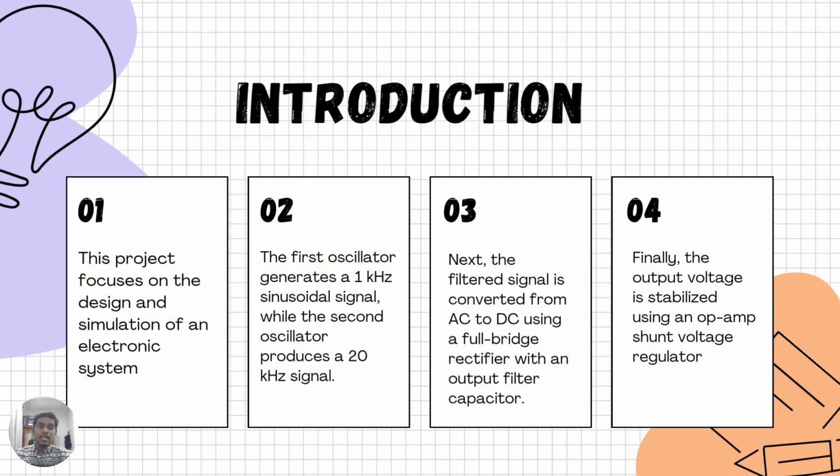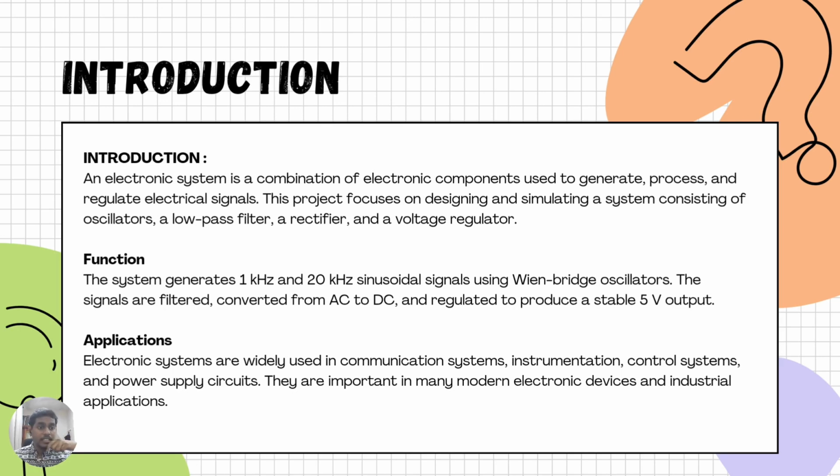As you can see, the second one is the oscillator. This is based on the oscillator to generate a 1 kilohertz sinusoidal signal. The third one is about the filter signal, and the fourth one is to get the output voltage. So we're going to go for the next slide. The next one is the introduction.